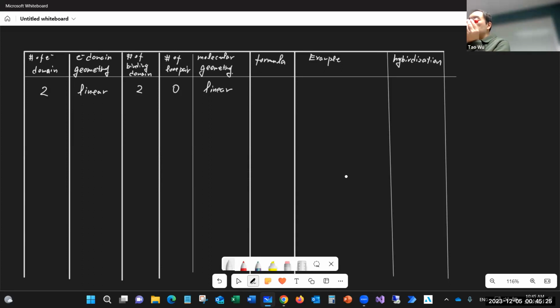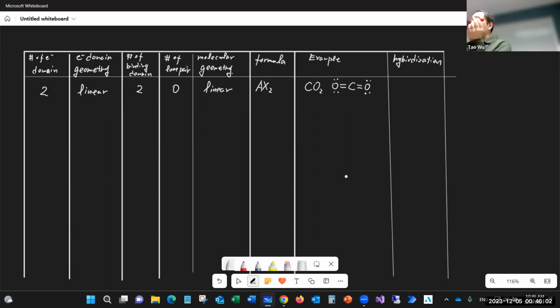For the formula, we usually write AB2 or AX2, but let's just write AX2. The X means the side atoms. They have two side atoms combined together. One of the examples is CO2. This is the linear shape for CO2. The central atom carbon contains two double bonds, each being an electron domain, and then they make a linear shape.